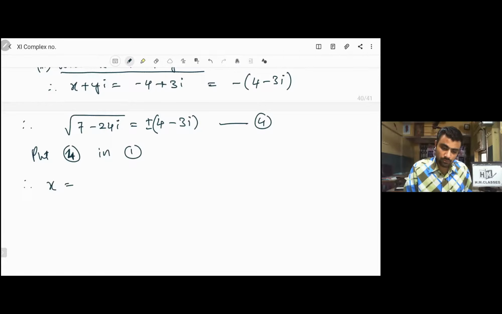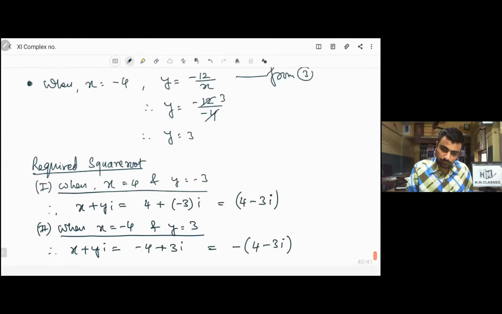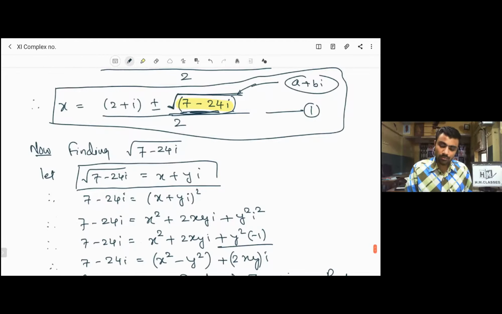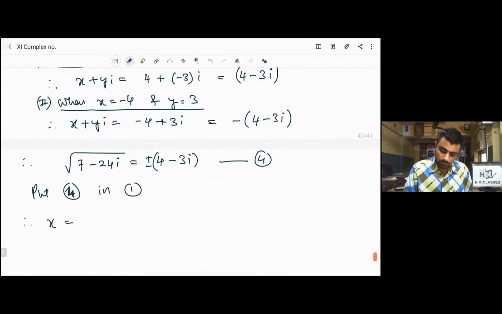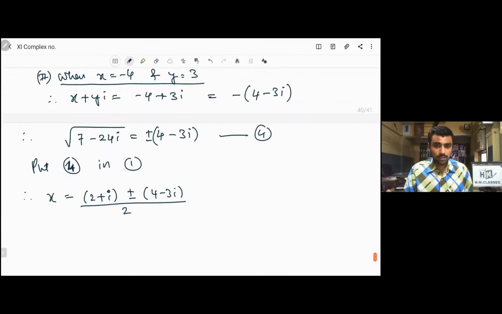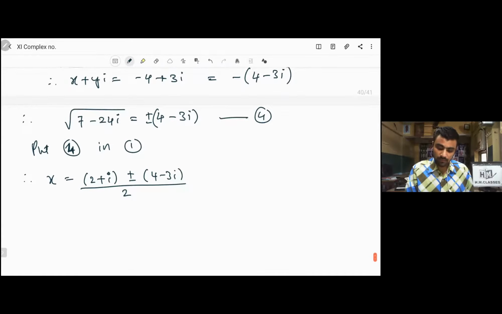Therefore your x value, you are still continuing with this x. What was x? See, x is equal to 2 plus i plus or minus, we got this plus or minus, 2 plus i plus or minus 4 minus 3i whole upon 2, it was that 2. So you see, you have found the exact value of x now, because until this square root was found, this was incomplete. We found this square root by doing so much process, and now that square root you have substituted in that.